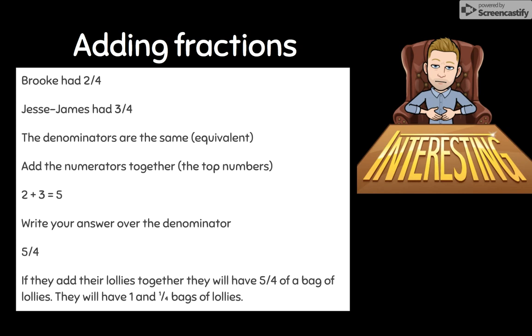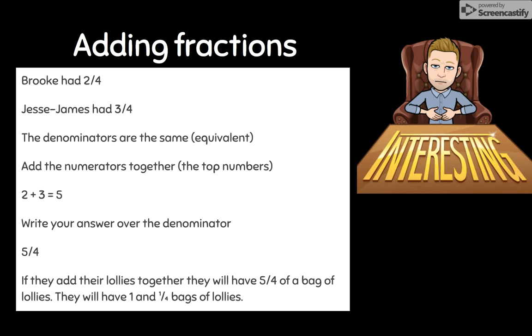Add the numerators together, or the top numbers. So Brooke had 2/4, Jesse James had 3/4. We add 2 plus 3 together, and that gives us 5. We then write 5 over the denominator that those fractions share, which is 4. So our answer is 5 over 4. If they add their lollies together, they will have 5/4 of a bag of lollies.